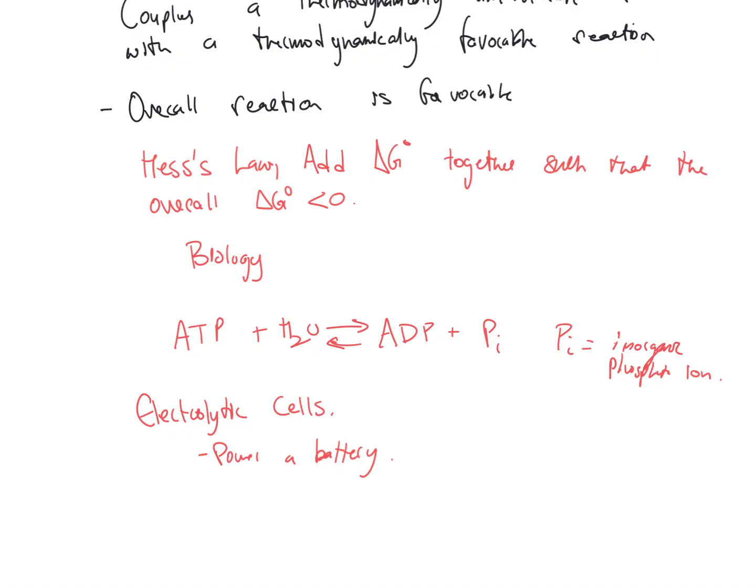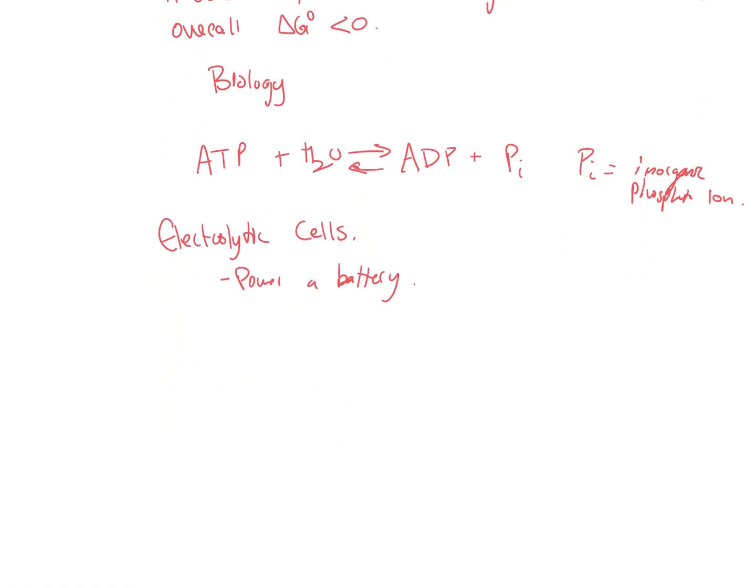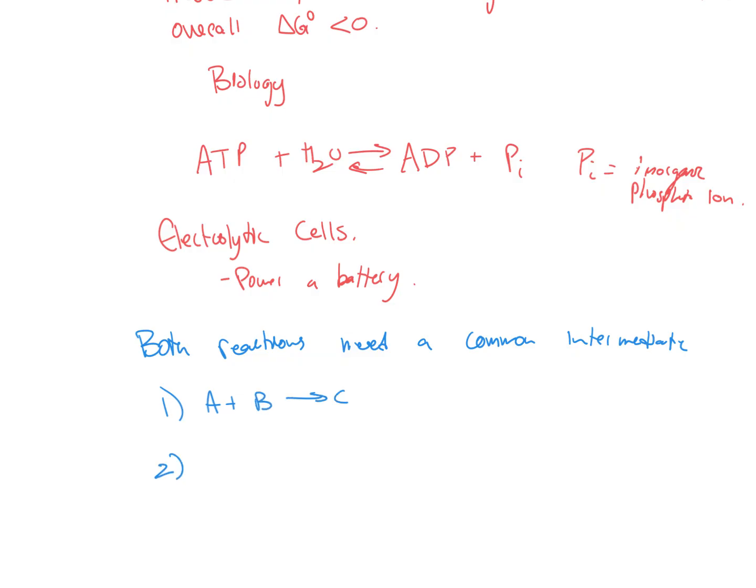There's just one big stipulation with this, and that is that both reactions need a common intermediate. So for example, if I have one reaction of A plus B makes C, my second reaction needs some amount of C in that reaction. If it does not, then you can't couple these reactions together. You need a common intermediate. In this case, it's whatever C is.